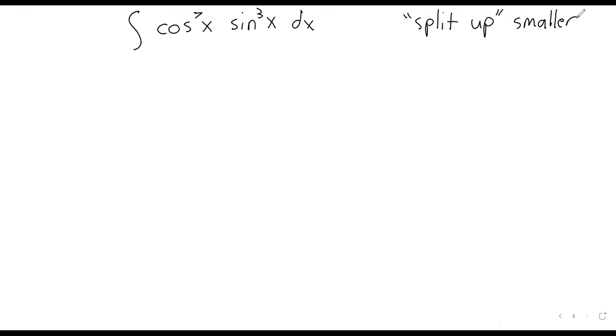What if both sine and the cosine are being raised to odd powers? I mean, that's kind of ideal. It means that we can do this problem in two ways. We'll take an odd power, we'll split it up, we'll use the Pythagorean identity, and so forth. If you have two odd powers, you should always split up the smaller power.